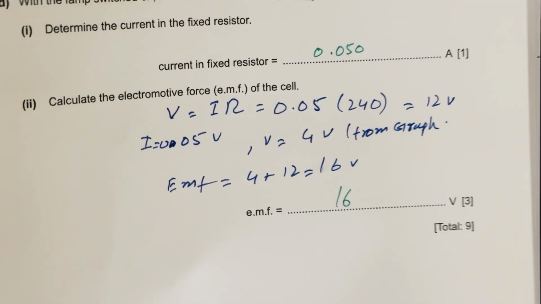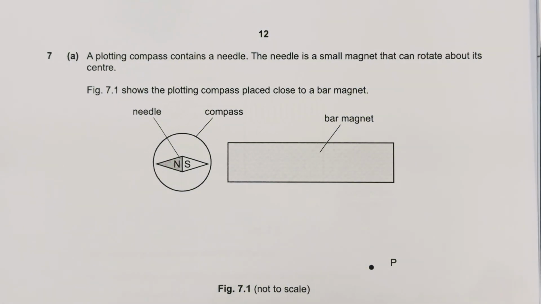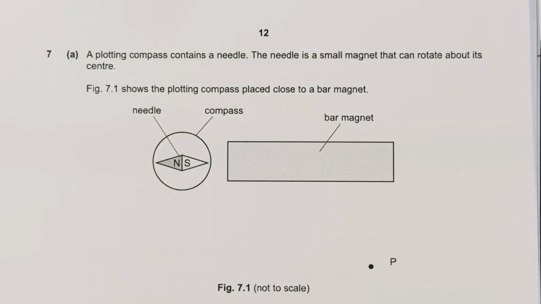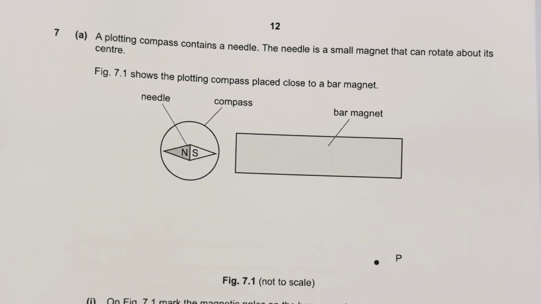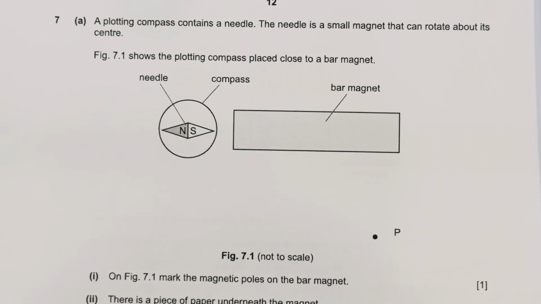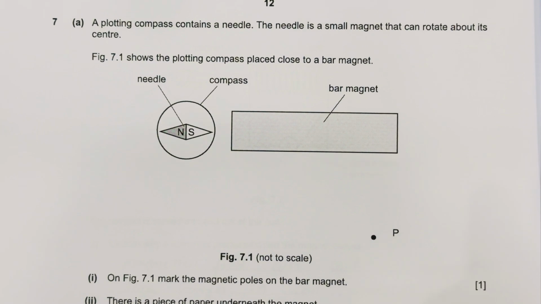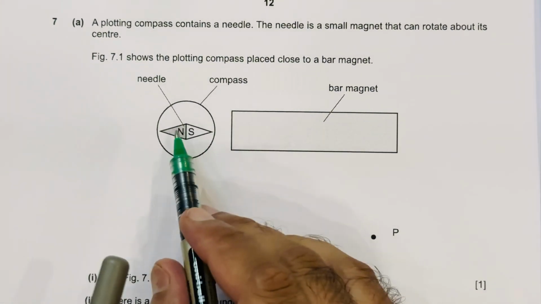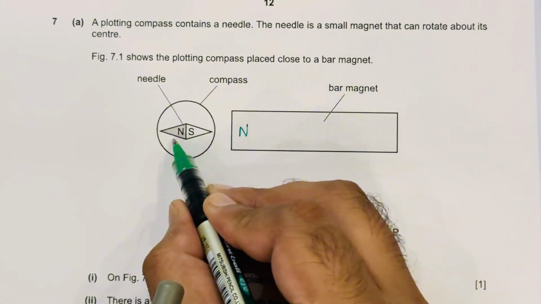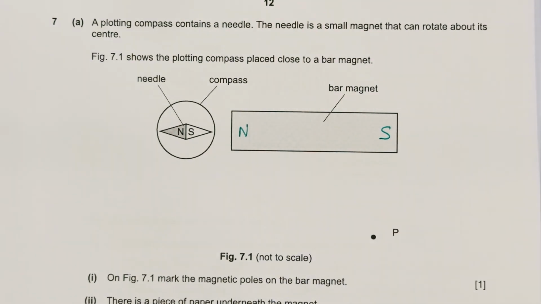Moving to question number 7. Question number 7 is from magnetism and electromagnetic induction. A plotting compass contains a needle. The needle is a small magnet that can rotate about its center. Figure 7.1 shows the plotting compass placed close to the bar magnet. On figure 7.1, mark the magnetic poles on the bar magnet. At the bar magnet, we know that there would be attraction, so it would be north and it would be south over here. So this was an easy question.